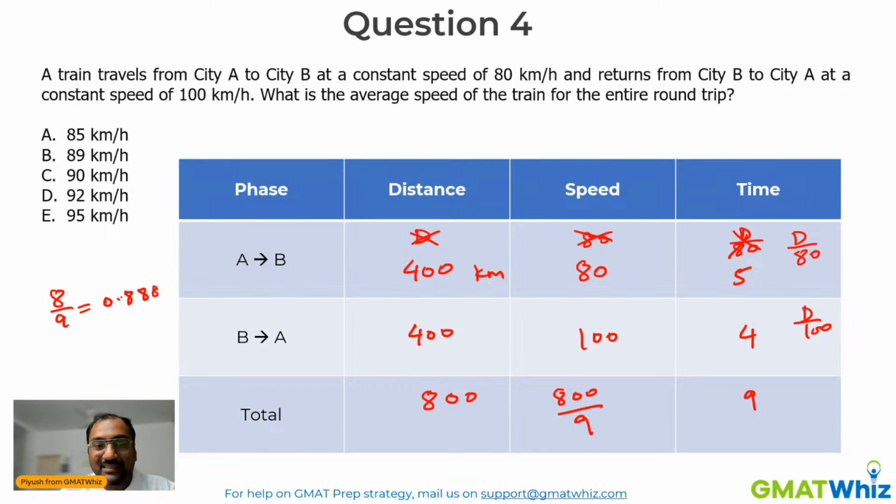So you can just multiply this with 100 and you will get the answer as B. Okay, very, very simple thing. If you use the right value of D, it makes a huge difference. You might say, Piyush, I just saved 20 seconds.